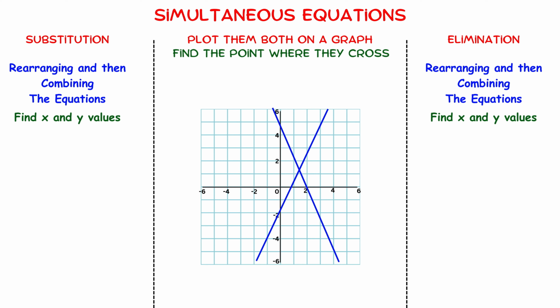Now, when it comes to simultaneous equations in exams, there's 3 different ways that you can solve them. One is to plot both of the equations on a graph like we did a minute ago, and then find the point where they cross, which will be the solution. The other 2 methods are called substitution and elimination, which are kind of hard to explain without going through all the steps, but basically they involve rearranging and then combining the equations in some way so that we can find the x and y values by calculation.